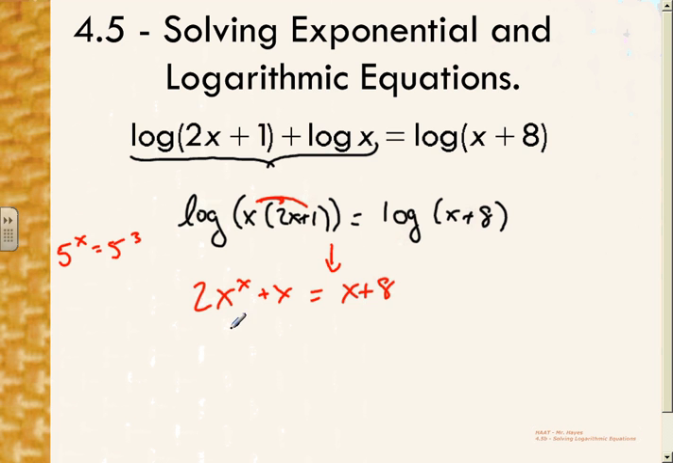Now, just for sake, oops, I'm sorry, that should be squared. My apologies.